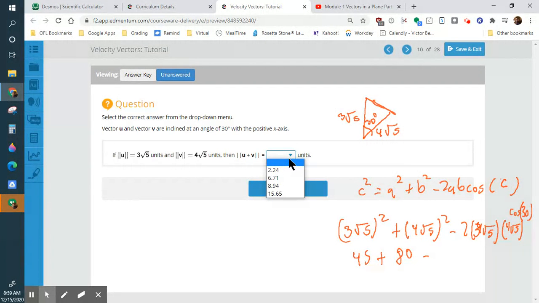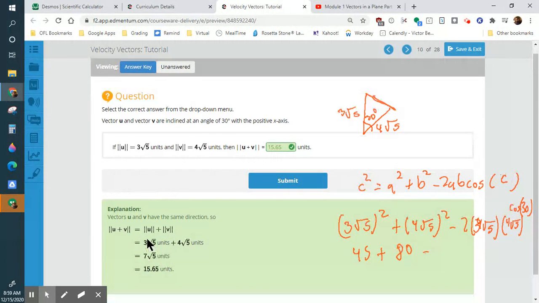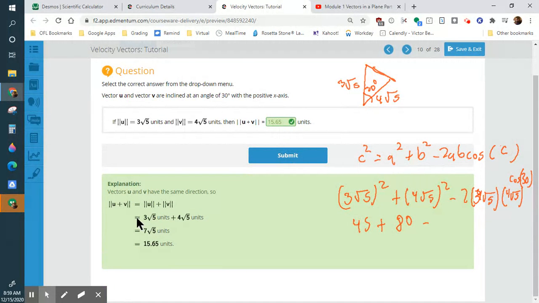Nothing even close to that. I don't know why it wouldn't be anything close to that. So let's see what they have for an answer. Okay, so they're literally just adding it. Oh, because they're in the same direction. Duh. They're in the same direction, it's equal. So ignore everything I just did. Sorry about that.